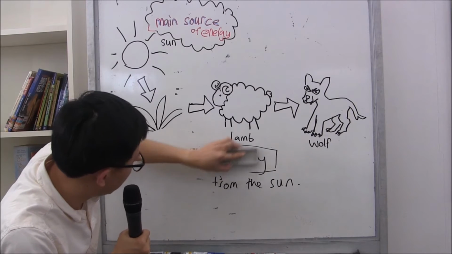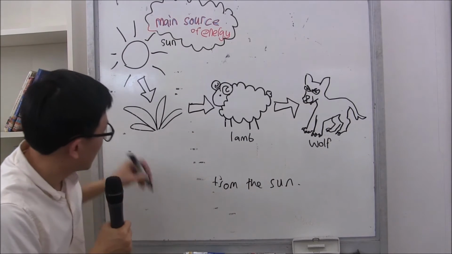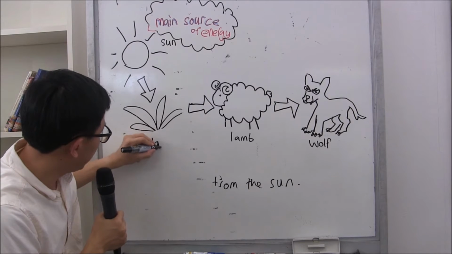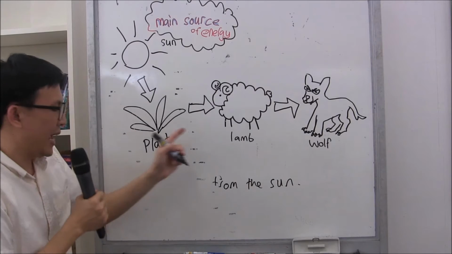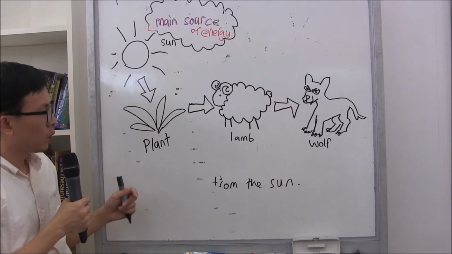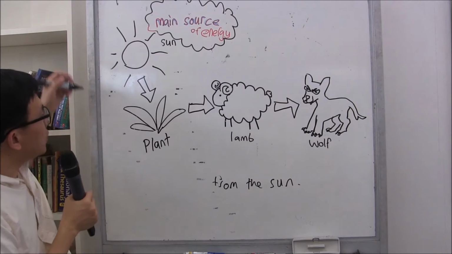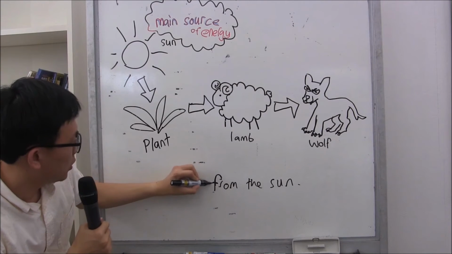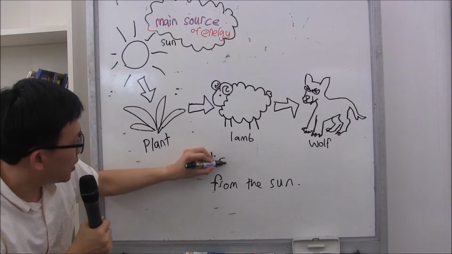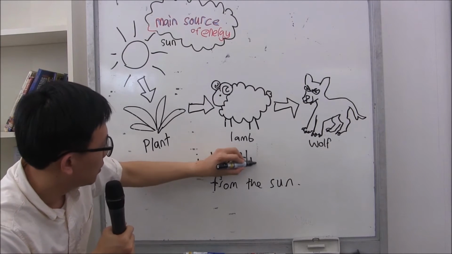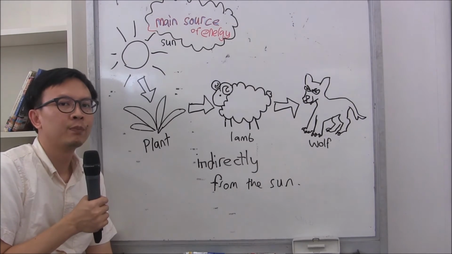Let me erase directly. A little bit more tricky this time. Again, we have plant, lamb, wolf. Which of these, plant, lamb, wolf, gets its energy, now this time, look here, look carefully, indirectly from the sun? Ready?